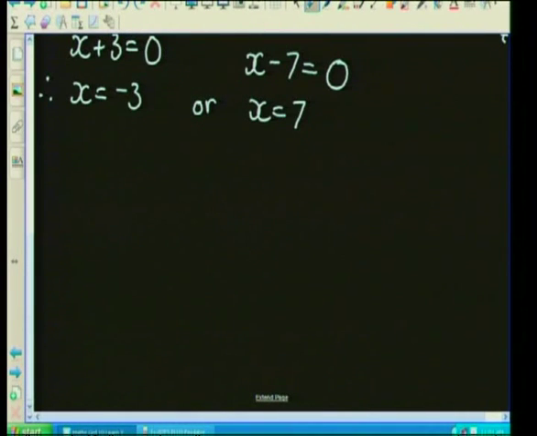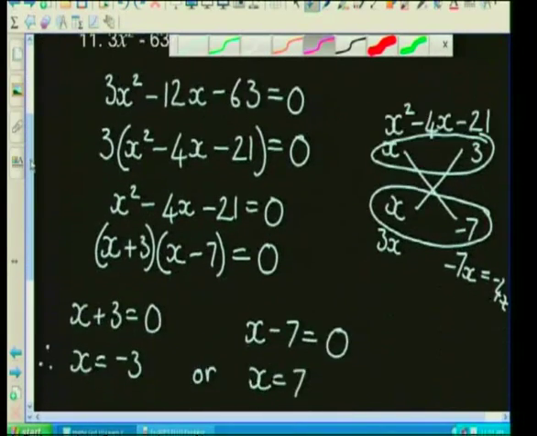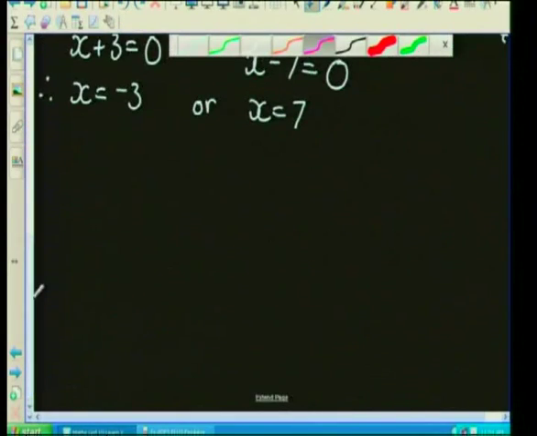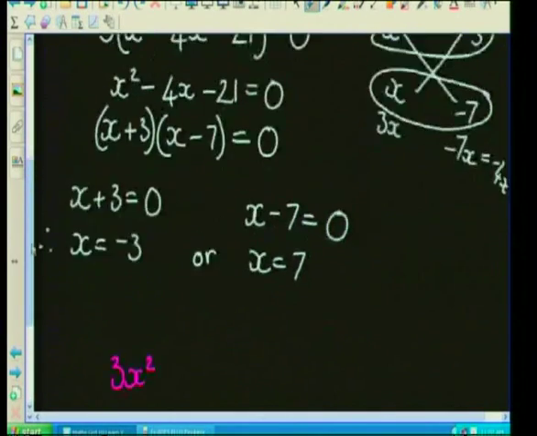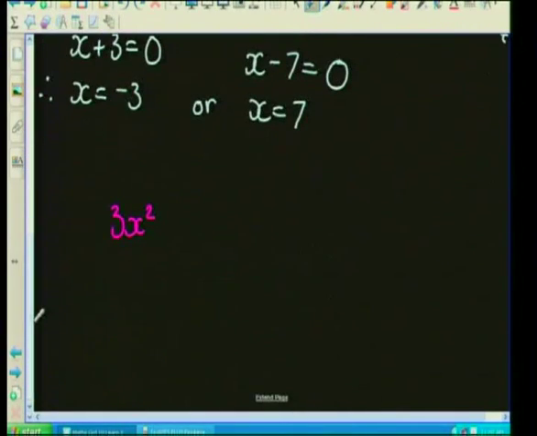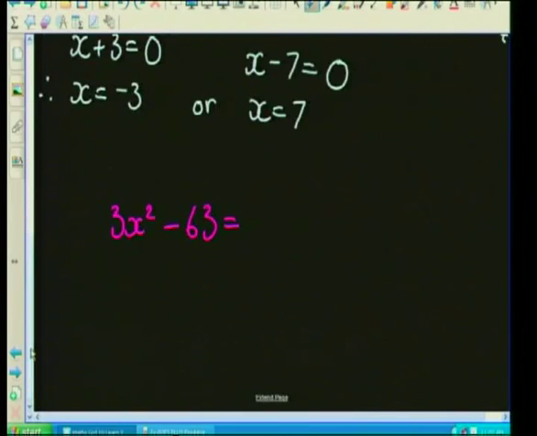Let's see how we could have made this really difficult for ourselves by doing it in pink. Just rewrite the question. It's 3x squared minus 63 is equal to 12x.